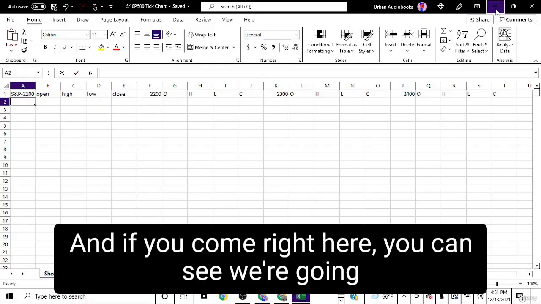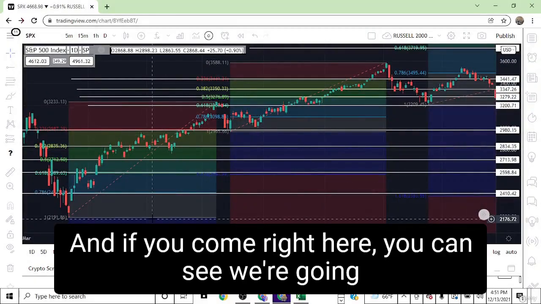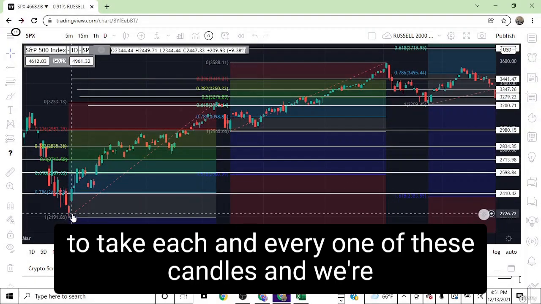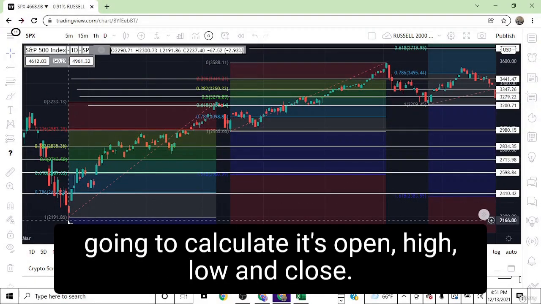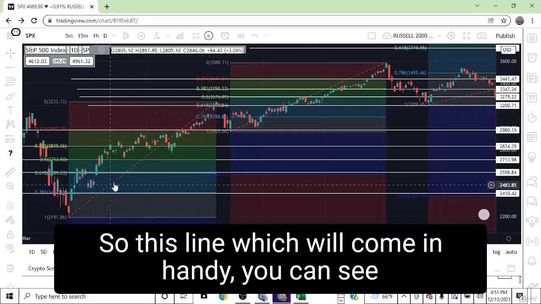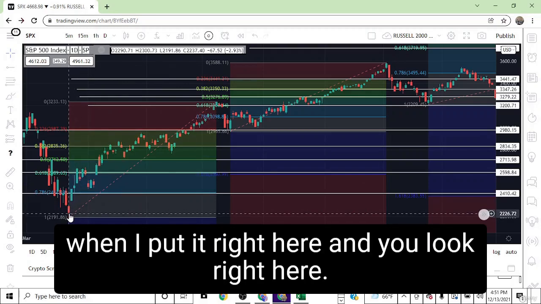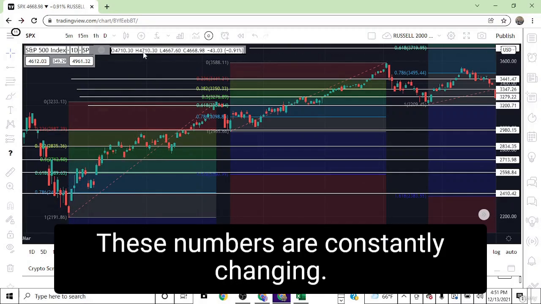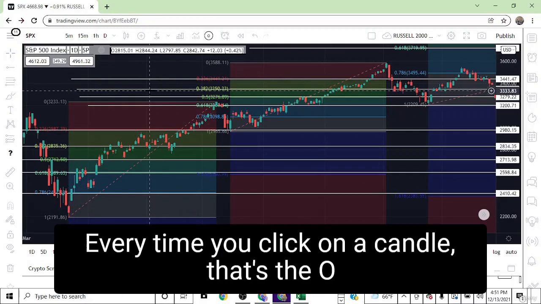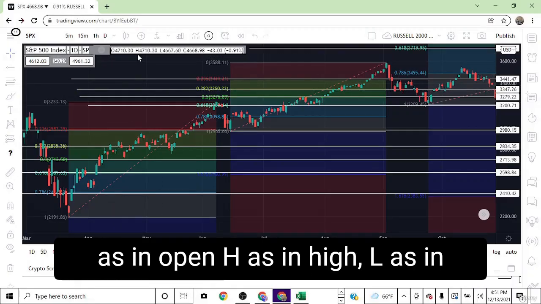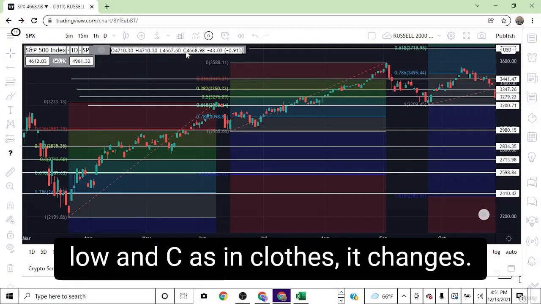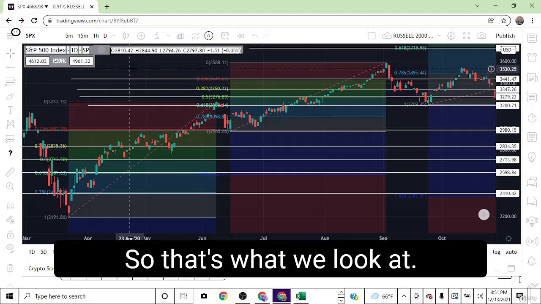If you come right here, you can see we're going to take each and every one of these candles and calculate its open, high, low, and close. This line will come in handy. When I put it right here and you look right here, these numbers are constantly changing. Every time you click on a candle, that's the O as in open, H as in high, L as in low, and C as in close. It changes. So that's what we look at.